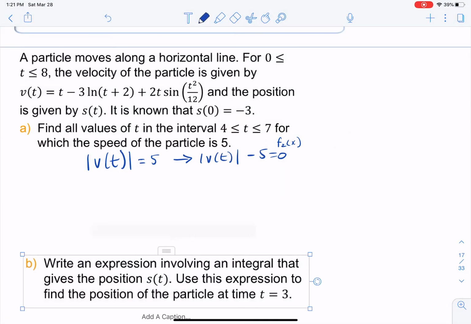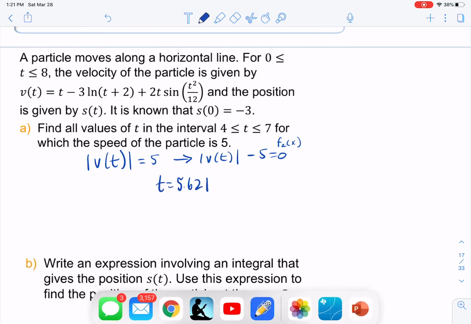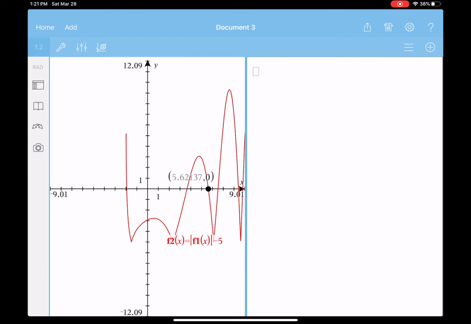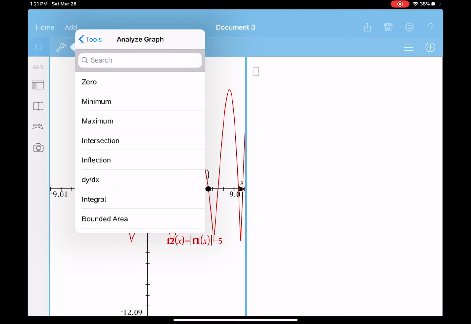Write it down. T is equal to 5.621. I think that there was another value probably, so let's find another one. And this is going to crowd things around here, so I'm just going to move its label around. Okay, so let's find another one with a little wrench.